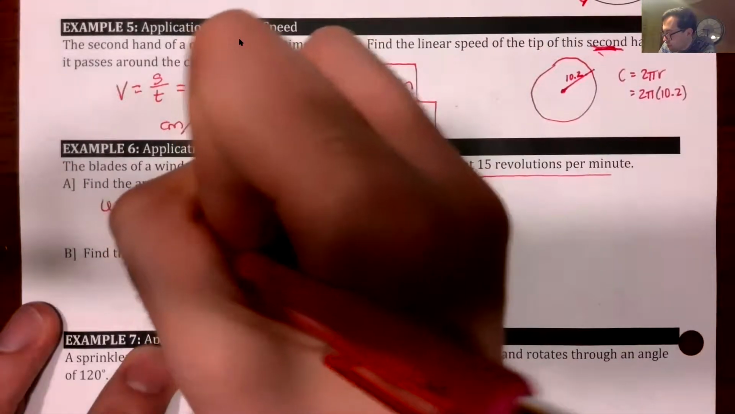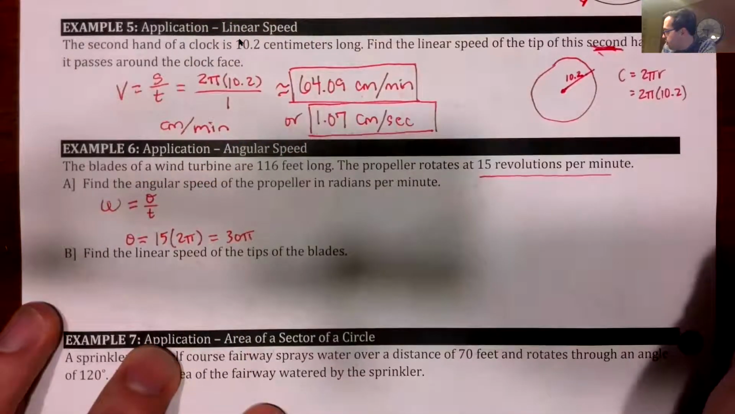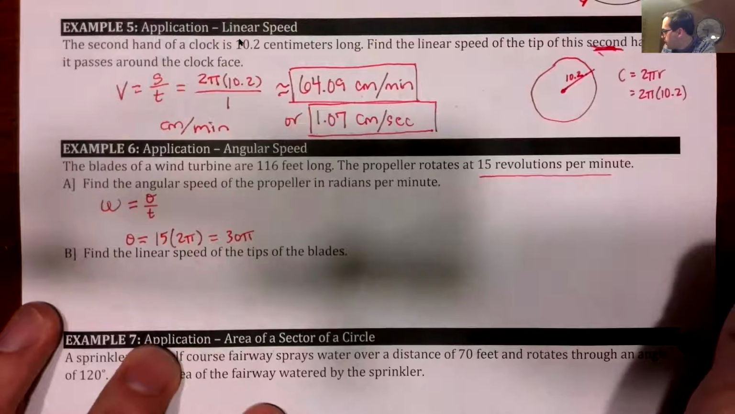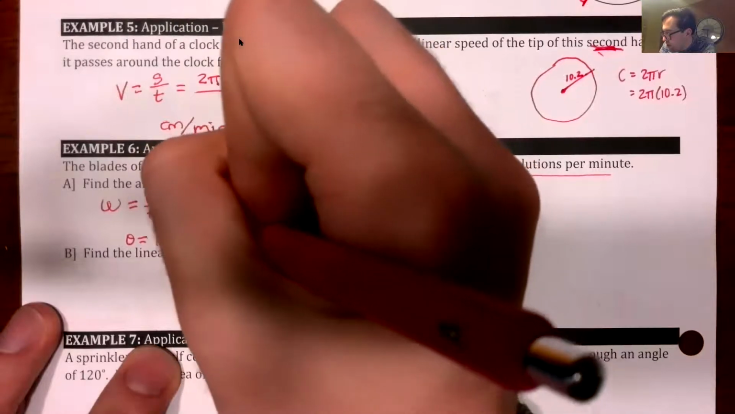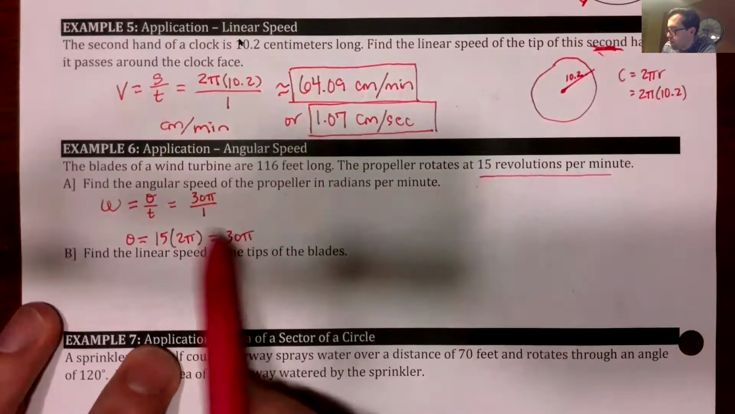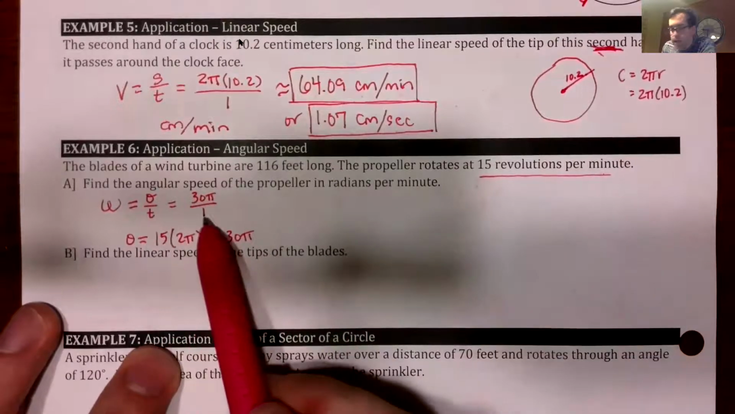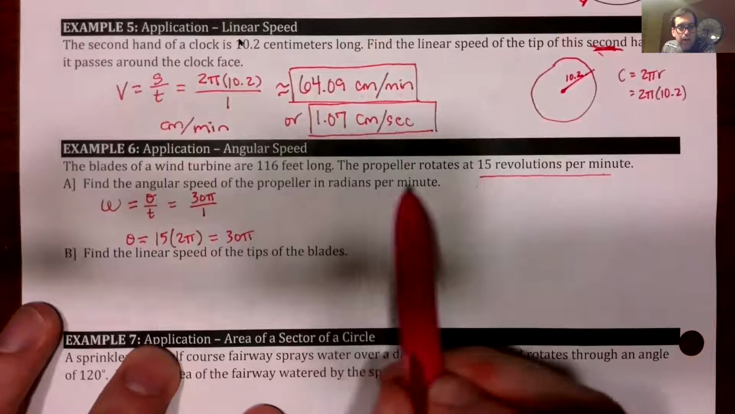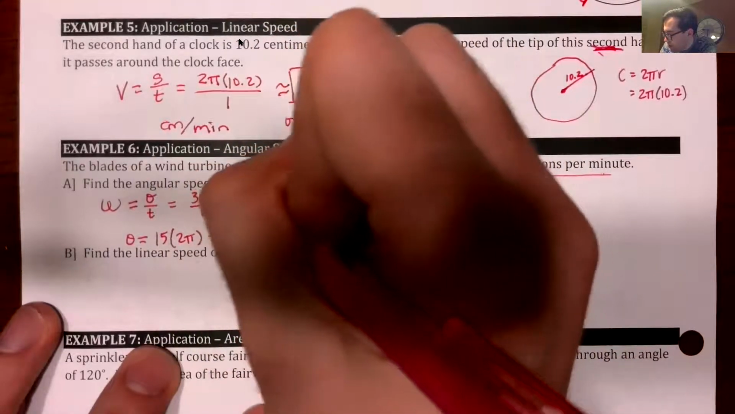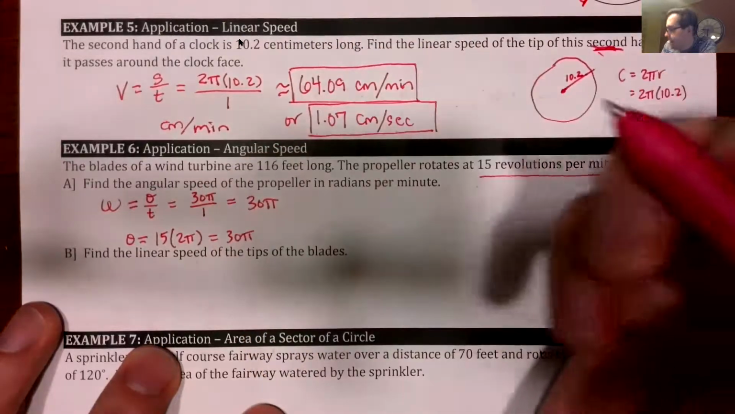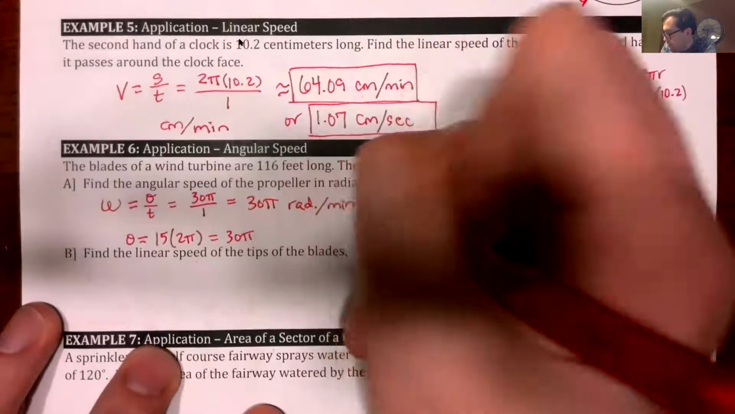So we could do 15 times 2 pi, and we would end up with 30 pi. So all we need to do here is 30 pi over 1, because it's moving 30 pi radians in 1 minute. And the question wanted the answer in radians per minute. And we can actually just leave it like this. Since it's in radians, we can leave it in terms of pi. So it's going to be 30 pi radians per minute.